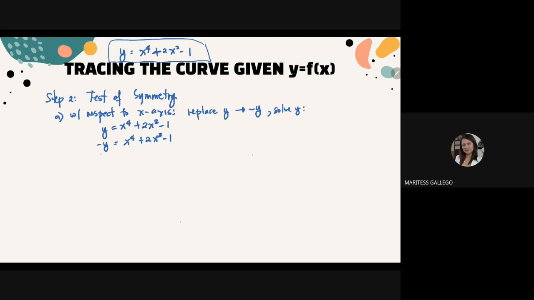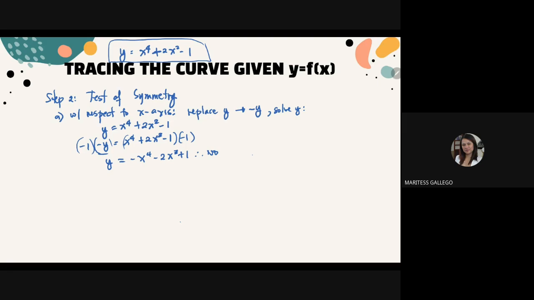So let us solve y by multiplying, right? So we will now multiply negative 1 doon sa ating both sides of the equation. So therefore, that is now positive, kasi we will solve again y which is positive. So you have now negative x raised to 4, negative 2x raised to 3 plus 1. Okay, let's compare now this to your original function. Pareho ba sila? No. Okay, so hindi sila pareho.